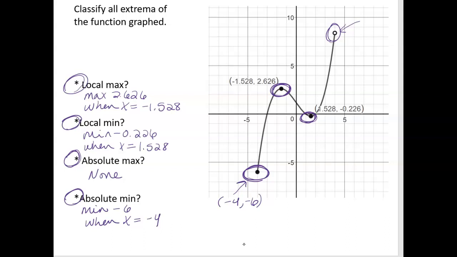So as a quick recap, local max, local min, you can have lots of those throughout a graph, okay? But an absolute max and an absolute min, you're only going to have one of those, or maybe no solution, as we had here for the entire graph.